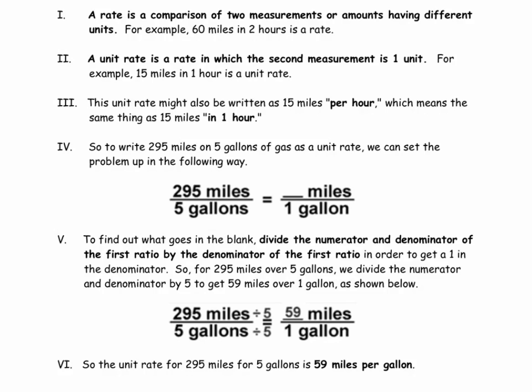So, here, a rate is a comparison of two measurements. For example, 60 miles in 2 hours, so you can drive 60 miles in 2 hours. The unit rate, which is very important, is when one measurement is 1.